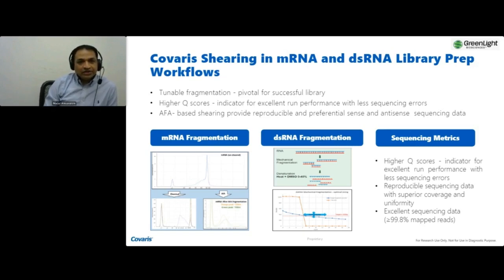which is more than 99.8% mapped reads from both mRNA and double-stranded RNA libraries, with excellent run performance and fewer sequencing errors compared to cation-based libraries. Also, they have observed better coverage at the cronic level, which helps to evaluate the gaps in genome assemblies.